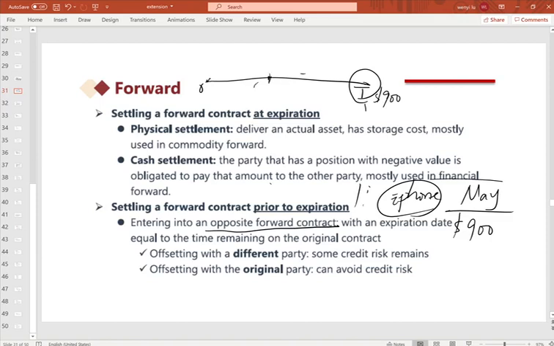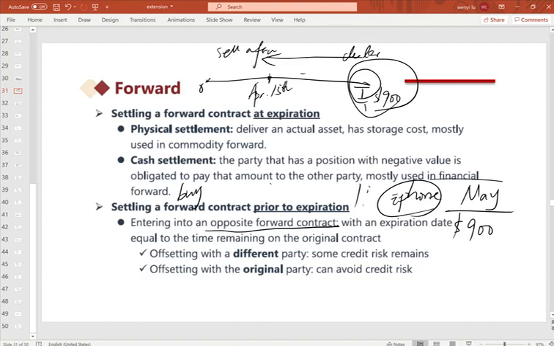You are worried. If you continue to hold this contract, you will even take a loss, because the contract needs you to pay $900. It's not good. So what will you do? You will enter an offset contract. For example, you sign a new contract with the dealer. At the beginning, you bought a forward. Now you will sell a forward.